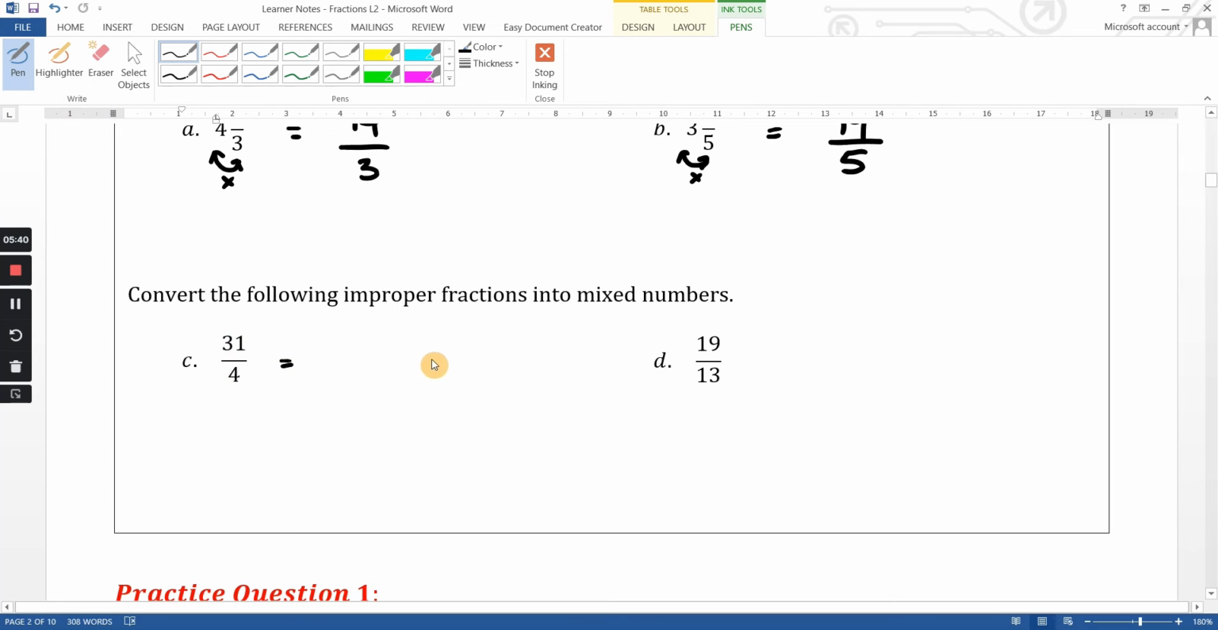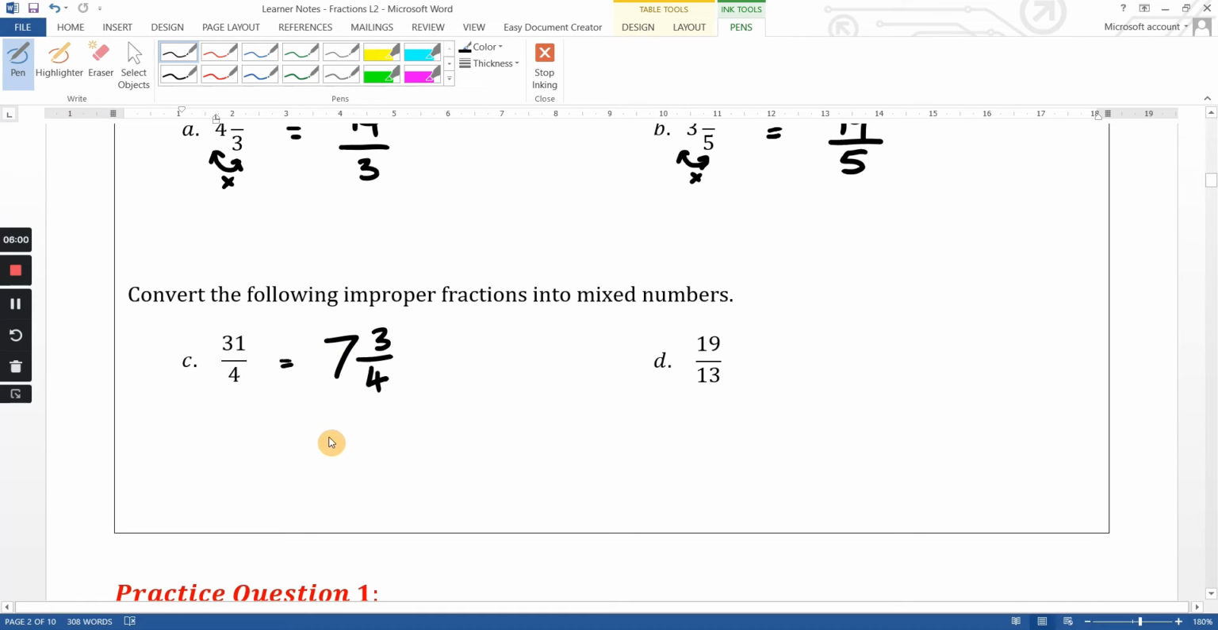If you go up in your 4 times table, you'll get up to 28, which is 7 times 4, which is 28. So 7 is your whole number, and the difference between 28 and 31 is 3. So that's your numerator, and your denominator is going to be the same, and that's going to be 4.